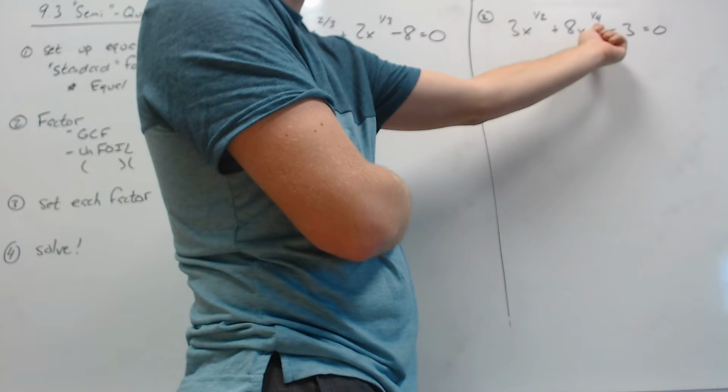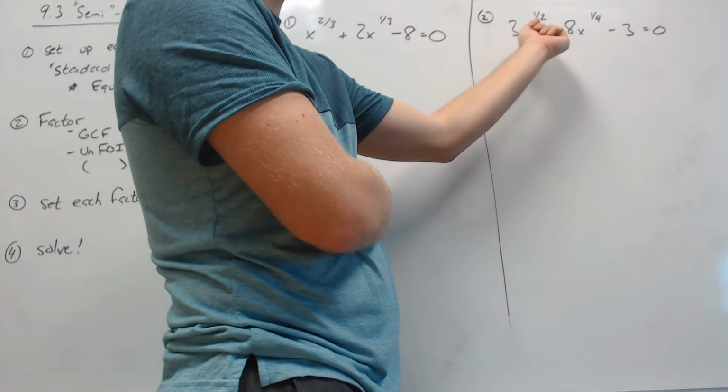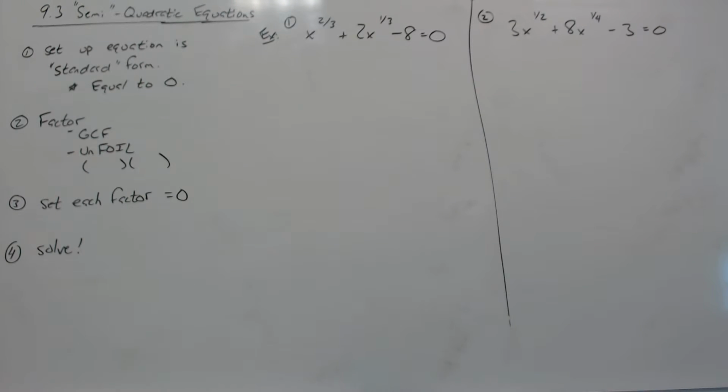My middle power is 1/4. If I double 1/4, that's 2/4, which reduces to 1/2. So it still fits the category. These are quadratic-like, so they operate in the same way. It means we can factor them in the same way and solve the same way.